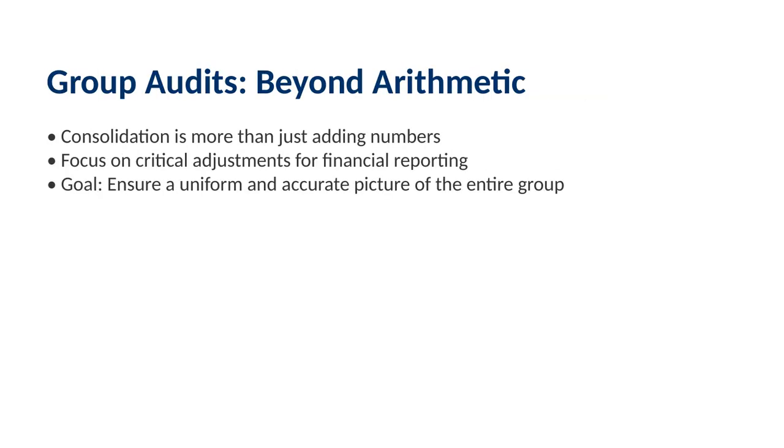Now, let's dive into the complexities of group audits, specifically focusing on the critical adjustments required when preparing consolidated financial statements. As a CA final student, you need to realize that consolidation isn't just about adding numbers together. It's about ensuring a uniform and accurate picture of the entire group.